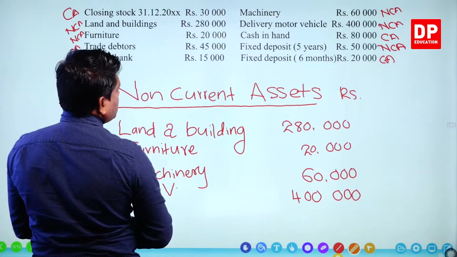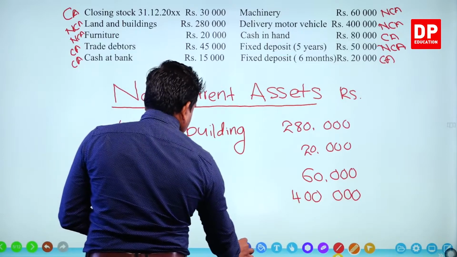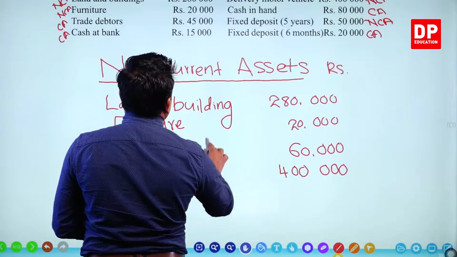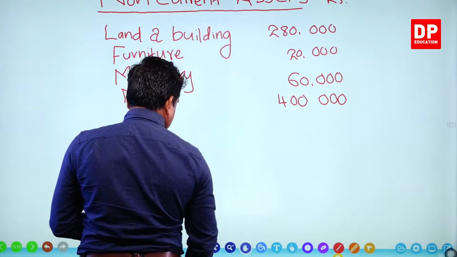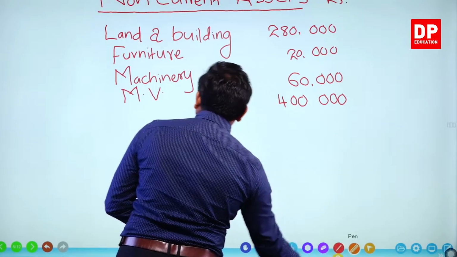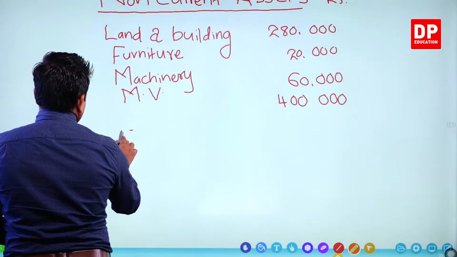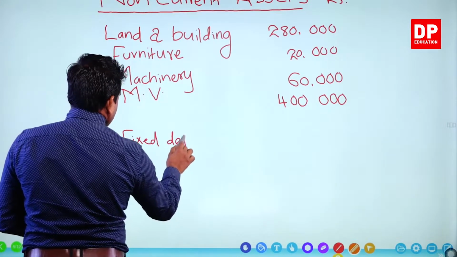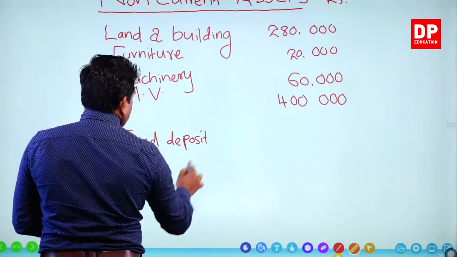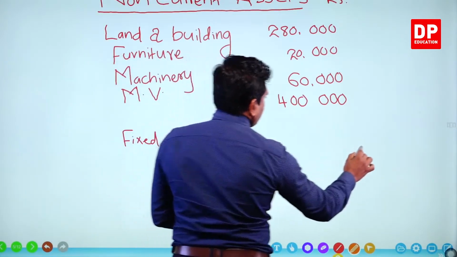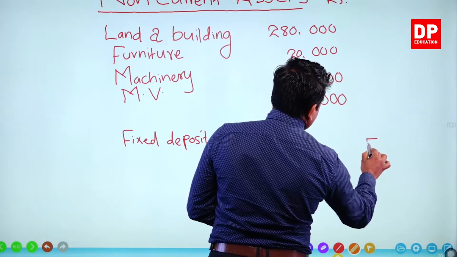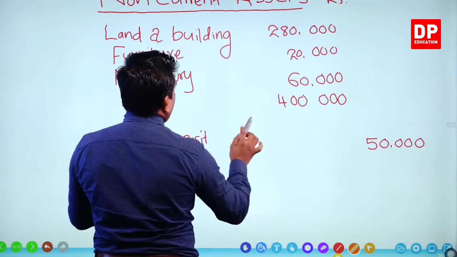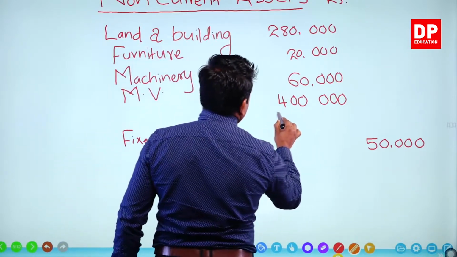Then fixed deposit, 5 years. I want to say something here. How much is the value? 50,000. Fixed deposit, 50,000. I put it here separately, and I will tell what is the reason for it. Now all the non-current assets finish. Then we get the total here.